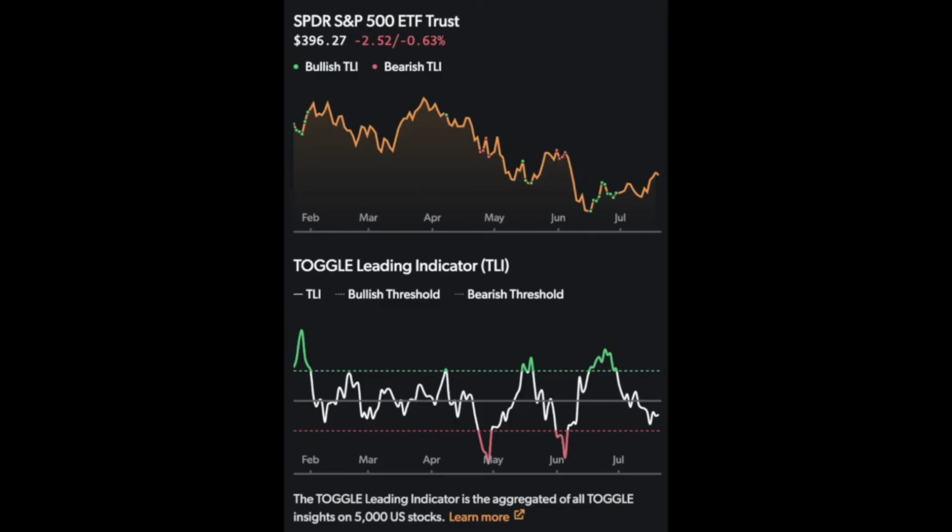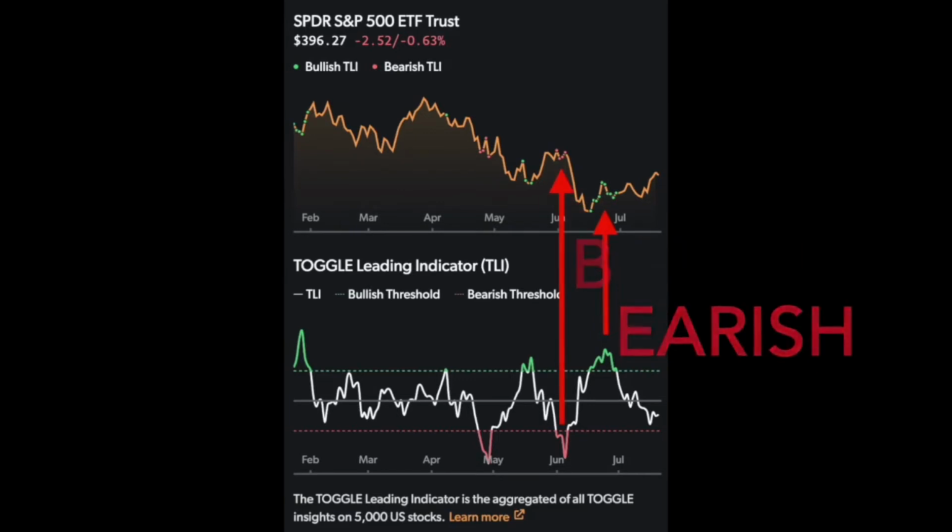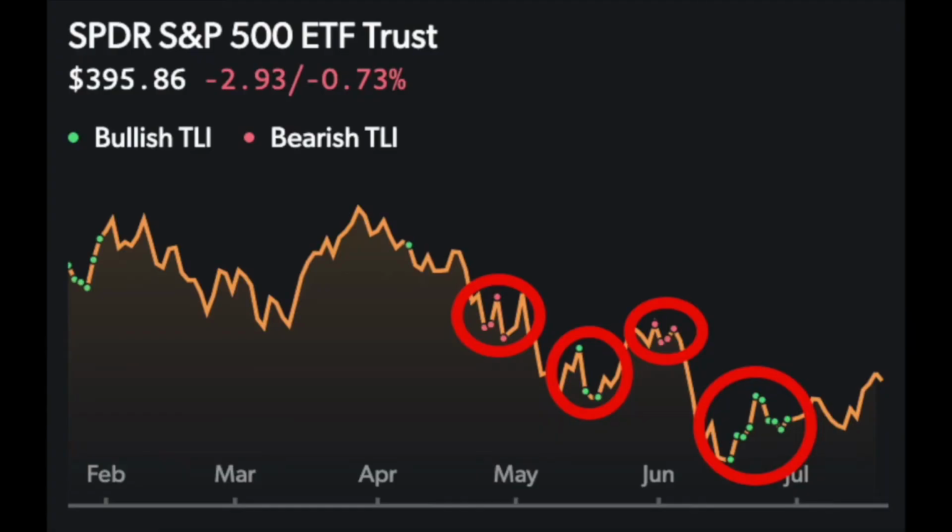Both graphs work in tandem as a new TLI point is created on the SPY stock chart whenever the TLI crosses the critical bullish or bearish threshold at plus or minus 0.15. This can be seen whenever the bottom graph crosses the green or red dotted line. When the value of the TLI is greater than plus 0.15, the green line here, a bullish TLI is generated on the top chart. Conversely, whenever the TLI value is less than minus 0.15, a bearish point is generated. When the TLI has a series of bullish days or bearish days, a cluster of dots are generated like this.